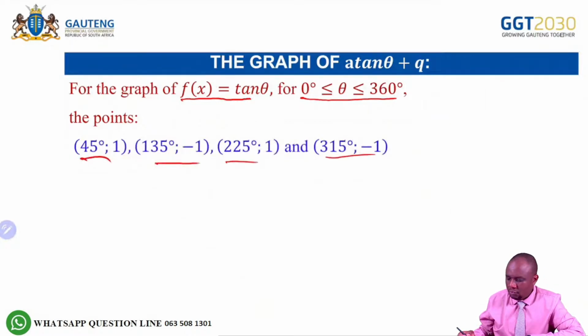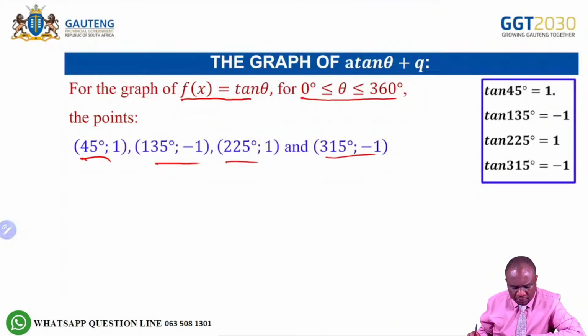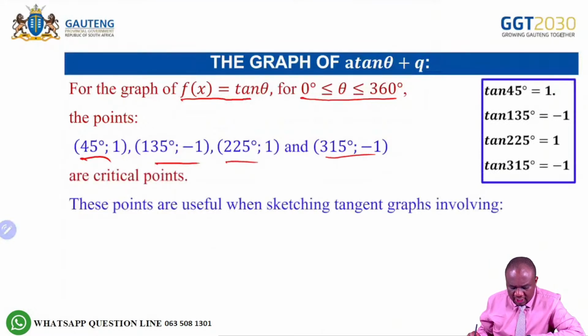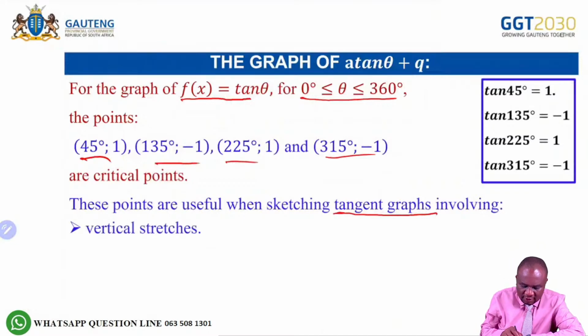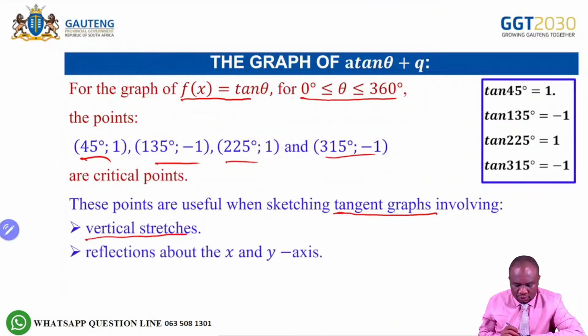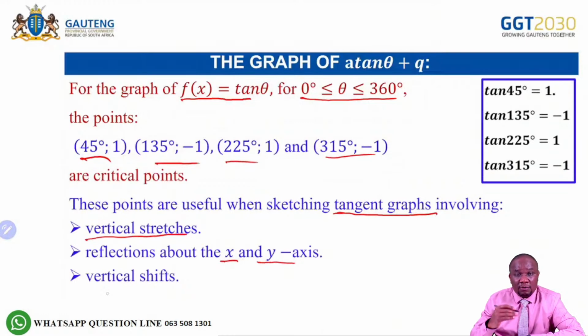And then on top of these, we talked about the asymptotes. Please remember those. And these points are useful when sketching the tangent graphs. These points are very, very useful when you're sketching the tangent graphs involving the vertical stretches, and also the reflections about the x and the y-axis, and also the vertical shifts. We'll see how these points are transformed because of these vertical stretches and reflections, right?